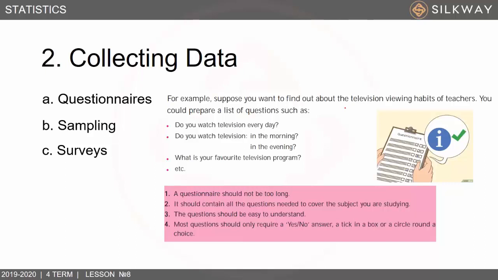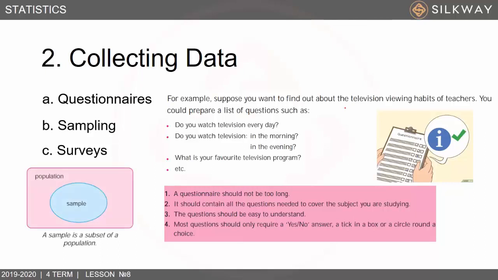Okay, second one, sampling. A sample is a group of subjects selected from a population. Suppose the population for our study about television is all the teachers in a particular city. Obviously, it will be very difficult to interview every teacher in the city individually. Instead, we could choose a smaller group of teachers to interview, for example, 5 teachers from each school. These teachers will be the sample of our study. We could say that the habits of teachers in the sample are probably the same as the habits of all the teachers in the city.